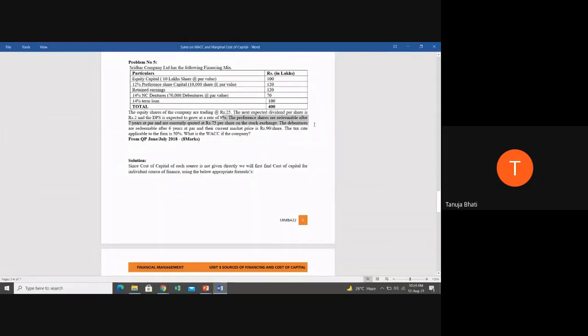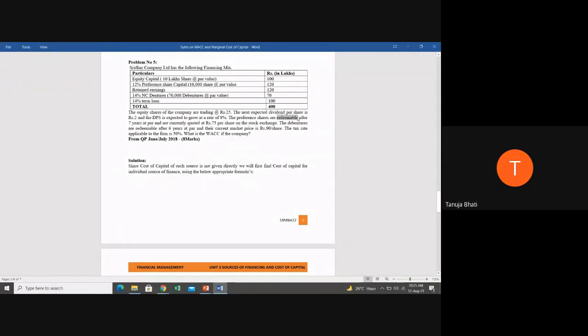Next, the preference shares are redeemable after 7 years at par and are currently quoted at rupees 75 per share on stock exchanges. Now, to calculate the cost of preference capital, you first need to consider whether the preference shares are redeemable or irredeemable. Which formula are you going to use, the redeemable formula or the irredeemable formula? Redeemable. What is the time period going to be here? 7 years. What is the meaning of redeemable?